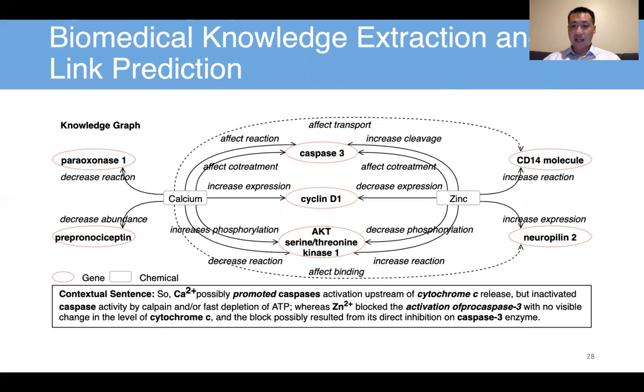You can see that for named entity recognition, you have to identify the gene names and the chemical names and their types, as well as the relations. So that's the pre-processing step for constructing the knowledge graph. So the quality is very important, actually.